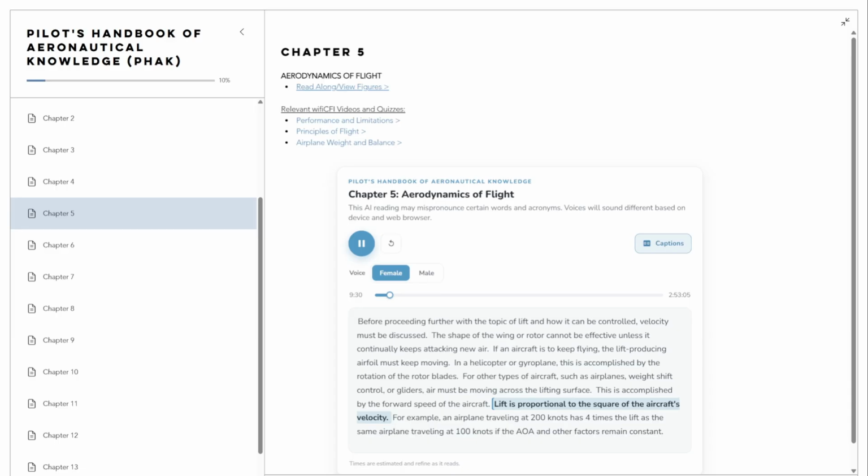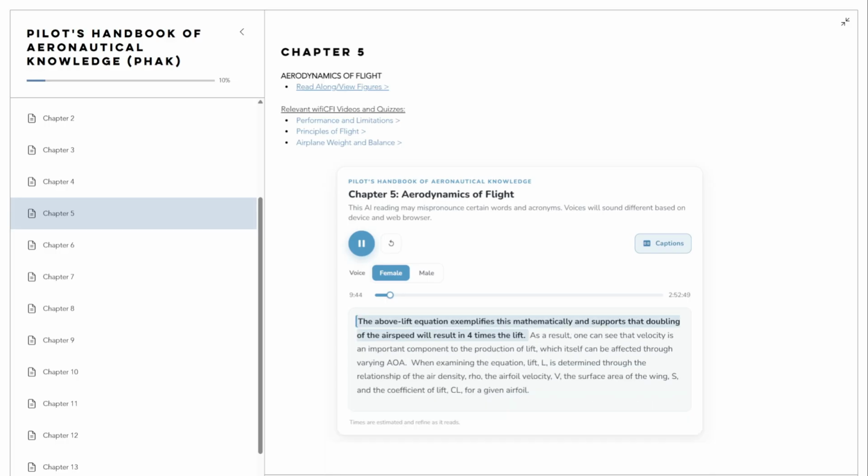Lift is proportional to the square of the aircraft's velocity. For example, an airplane traveling at 200 knots has 4 times the lift as the same airplane traveling at 100 knots if the AOA and other factors remain constant. The above lift equation exemplifies this mathematically and supports that doubling of the airspeed will result in 4 times the lift.